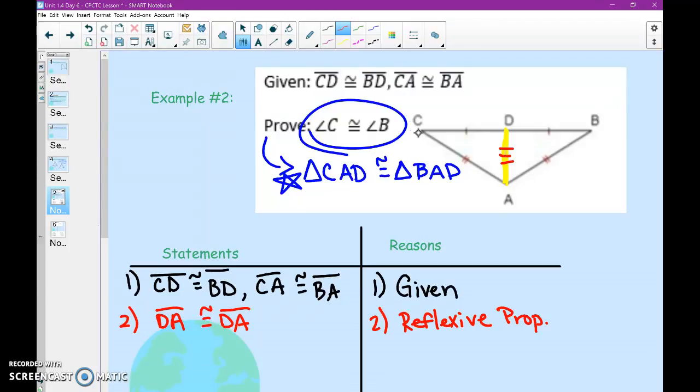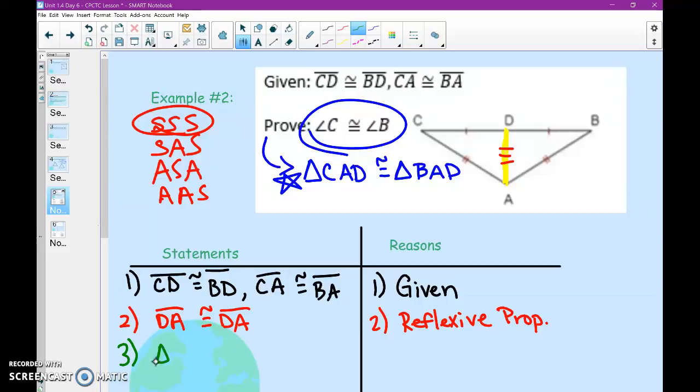So now looking at our picture, I've got a side, a side, a side, and then same thing over here. So can I prove it by one of my reasons? SSS, SAS, ASA, AAS. Which one works for this one? SSS. All three sides are now marked because we figured out the last one. So third step, I can now say that triangle CAD is congruent to triangle BAD because of SSS.